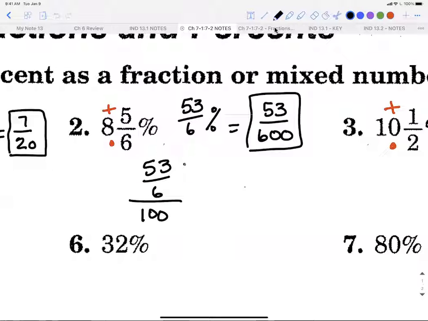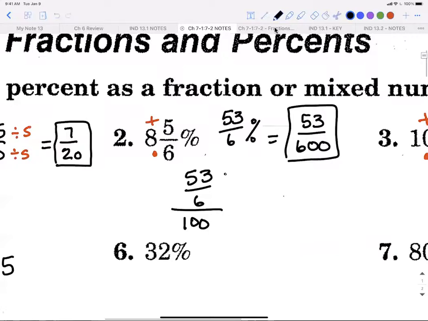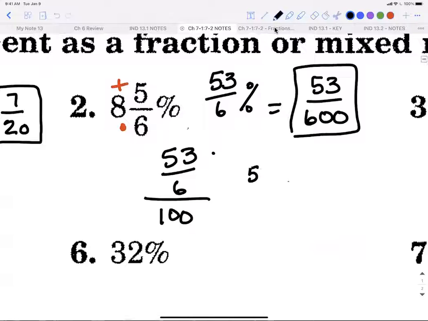Okay. And this is actually the long way the book explains it. So it's really the top number over 100, or the percentage over 100. Just like we did here, we had 35%, so we put 35% over 100. What that means is 35 divided by 100, right? Well, if you have 53 over 6, that goes in the numerator, and it's over 100. But if you have 53 over 6 divided by 100 over 1, we would change this to a multiplication problem. This takes us back 2 or 3 months.